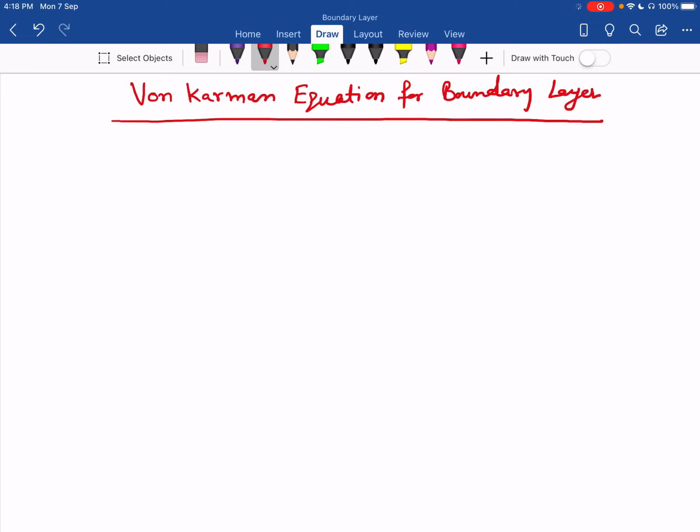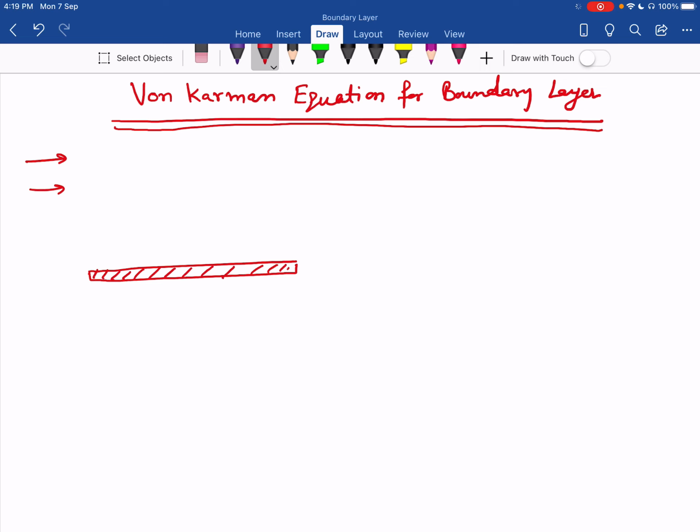So in boundary layer, the next topic is von Karman equation for boundary layer. To derive this relation, we consider a flat plate again. Say some fluid is flowing above this plate with average velocity u. Now on this plate, boundary layer is formed, something like this.